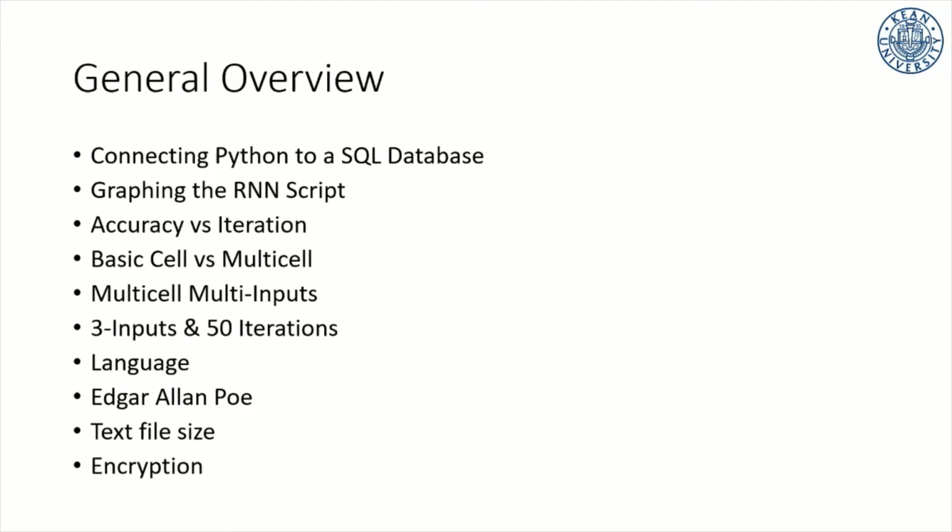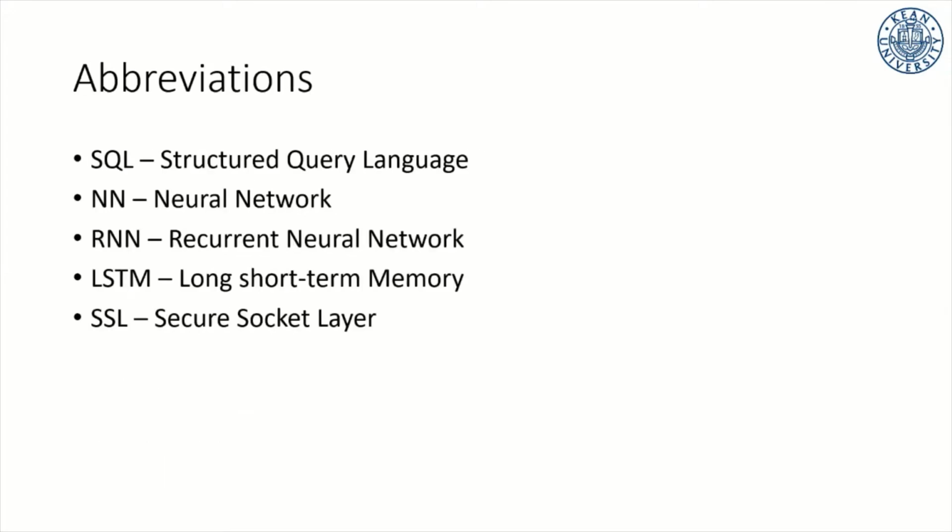Lastly, I will be showing the results of running different text file sizes through the same amount of epochs, as well as running encrypted files through the RNN script. Please take a moment to take a look at the short abbreviation list provided.